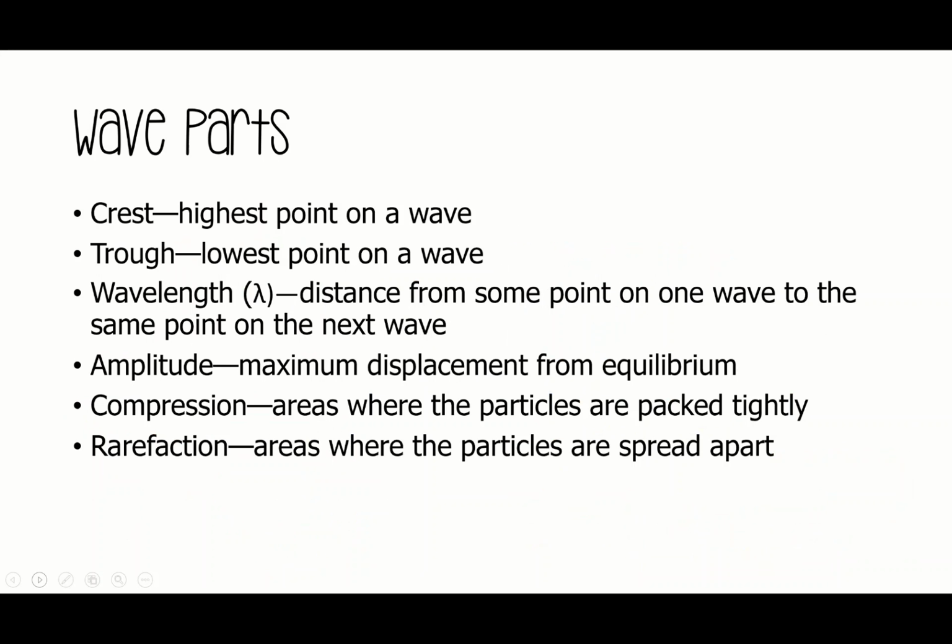So, wave parts. The crest is the highest point on the wave, the trough is the lowest point on the wave. Wavelength, which we symbolize with the Greek letter lambda, is the distance from some point on one wave to the same point on the next wave. Amplitude is the maximum displacement from equilibrium. Compressions are areas where the particles are tightly packed, and rarefactions are areas where the particles are more spread out.